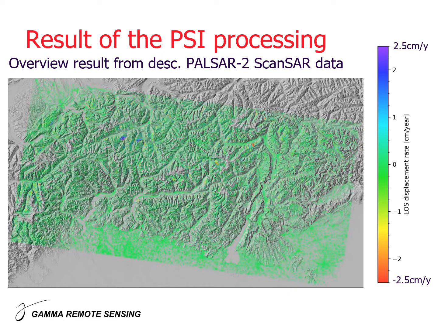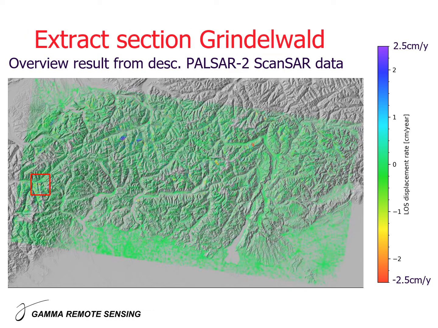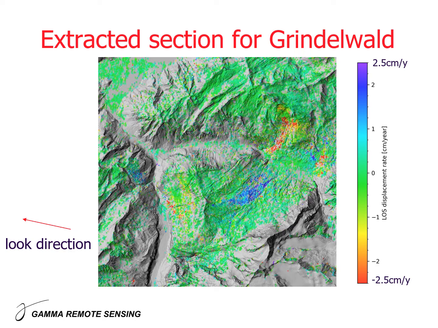I jump directly to the result of the PSI processing here. We see the result over the 350 kilometer wide swath, here over a large part of the Swiss Alps. The color scale used is between plus and minus 5 cm per year. To see more details, we move in and look at the section including Grindelwald. Here, the green colors indicate stability. Red and blue colors indicate movements away from, respectively towards, the radar satellite.